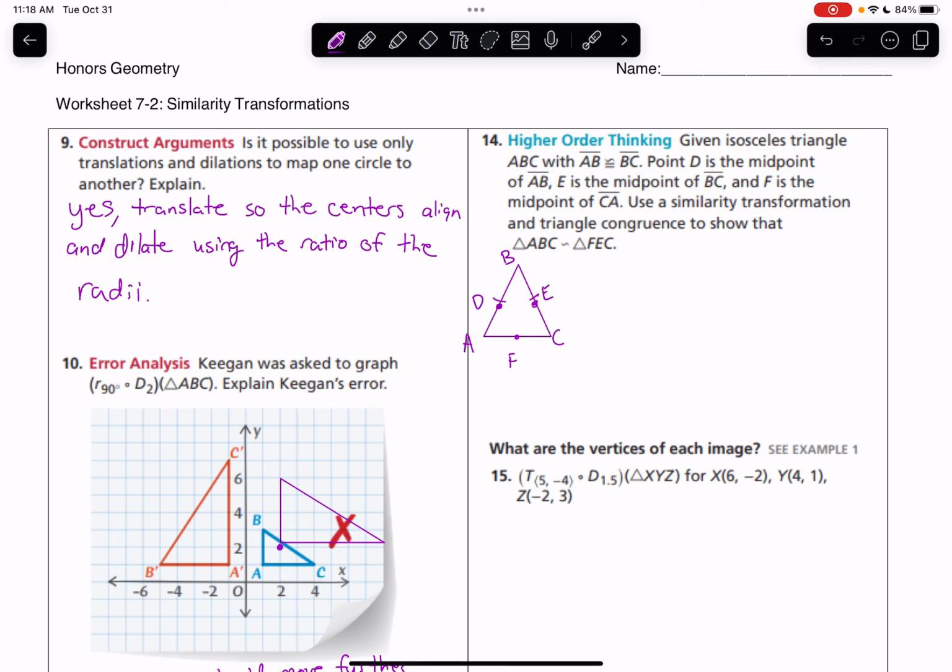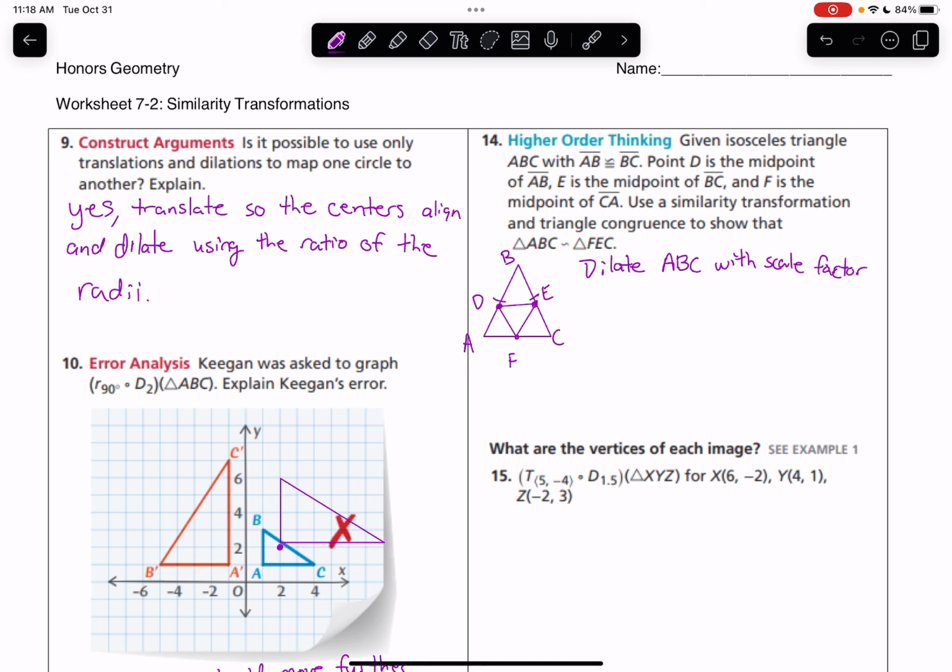Use a similarity transformation and describe the congruence to show that triangle ABC is similar to triangle DEF, which is this triangle right here. So first we need to make ABC smaller. So we can say dilate ABC with scale factor.